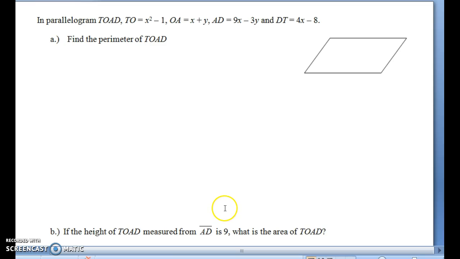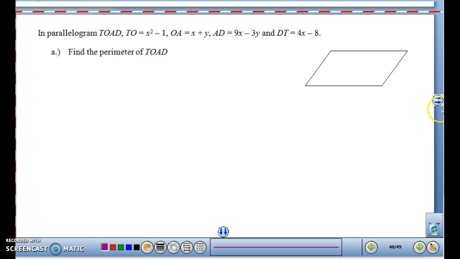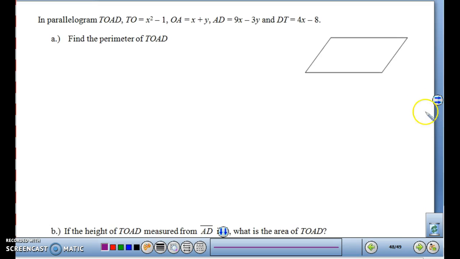All right, in parallelogram TOAD, TO is x squared minus 1, OA is x plus y, AD is 9x minus 3y, and DT is 4x minus 8. Okay, so I want to find the perimeter of TOAD. So I'm going to go around and label my picture. I'm going to go around in a circle. Here's T, O, A, and D. There's my TOAD. Go around in a circle. It doesn't matter which way.